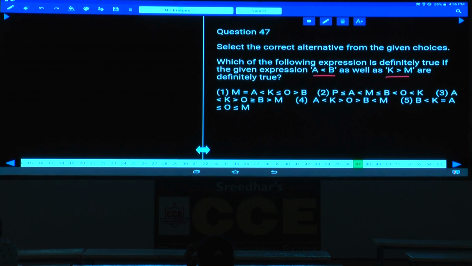Now A lesser than B, choice 1 is ruled out because between A and B there are two opposite symbols, no relation. Then in the next one, A lesser than B, definitely true. Now we need to check out K and M. M lesser than K, K greater than M is also true. Then what is the answer here? Only 2 follows. 47, it is choice 2.